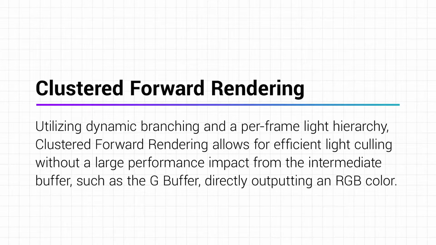As it turns out, forward rendering can be modified to provide a good feature set with less of a performance impact. Clustered forward rendering is a modern twist on the classic method that is used in UE4 when choosing forward. By using dynamic branching and a per-frame light hierarchy, it allows for efficient light culling without a large performance impact from the intermediate buffer, such as the G buffer, directly outputting an RGB color. This avoids wasting memory bandwidth, and as an added benefit, it allows the use of the GPU built-in hardware anti-aliasing, which is MSAA.